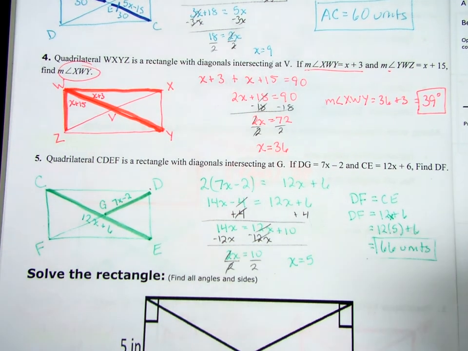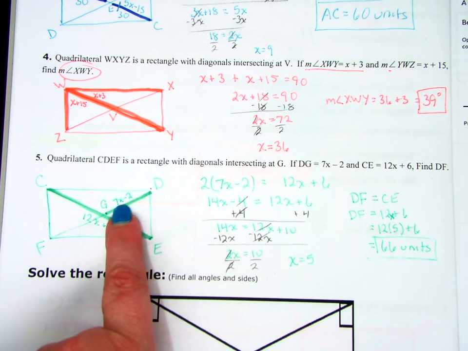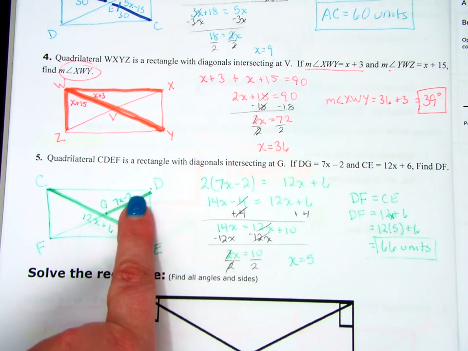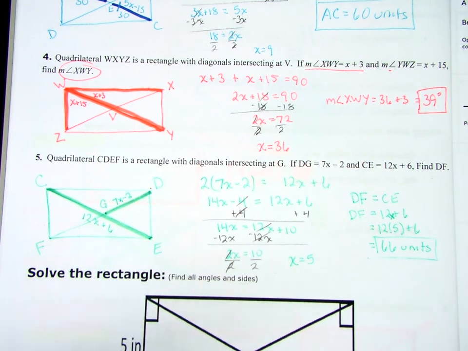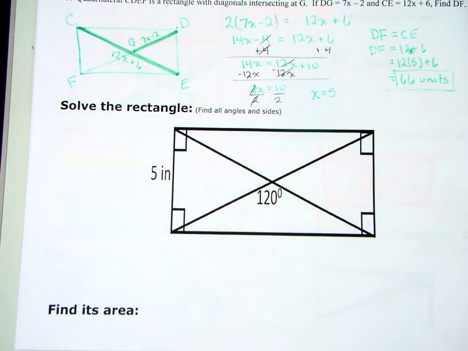Which means half of it should come out to 33, right? If I put 7 times 5, that's 35. 35 minus 2 is 33, so my half diagonal is 33. The whole diagonal is 66. Questions on 5?